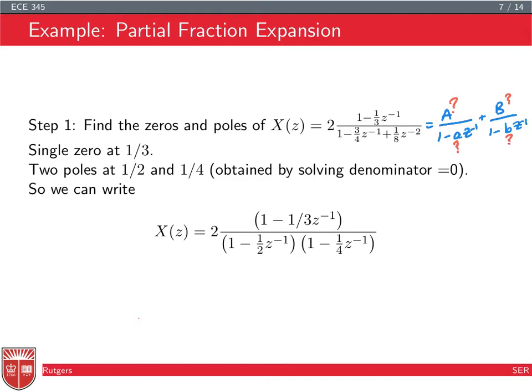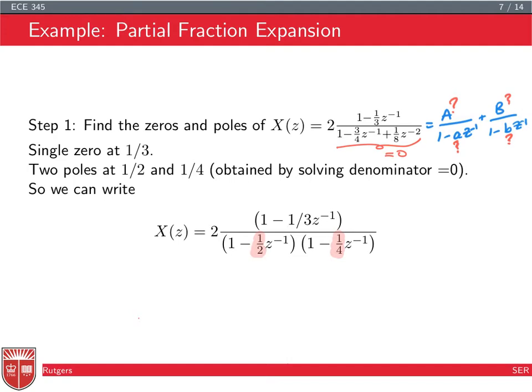And to do this, all I need to do is solve the denominator equal to 0. Then I find the poles, and here I will get 2 poles. I can see that one pole is 1/2, and one pole is 1/4. So it's just a quadratic equation in z minus 1. If you find the discriminant and solve for it, you get 2 solutions, 1/2 and 1/4. And then you write this function as a function of the poles. So that's the first step.